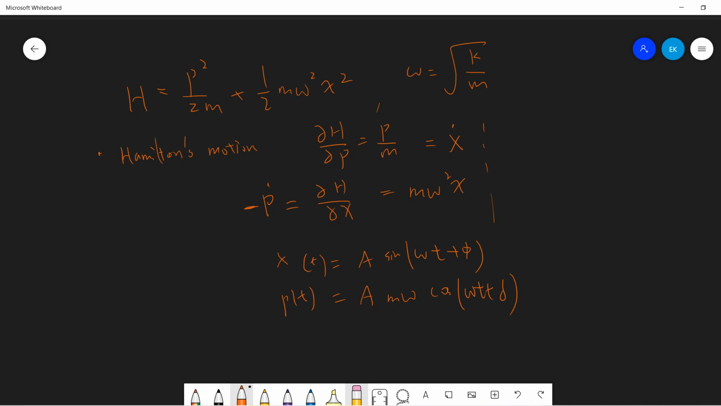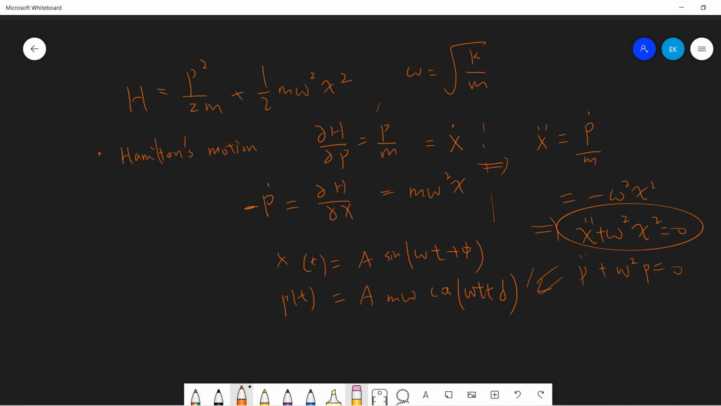It's easy to see the reason, because if you take x double dot, you get p dot divided by m, so it's negative omega squared x. So you get x double dot plus omega squared x equals 0. And you can also get the same equation for p. Okay, so this is the classical result. Let's go to quantum mechanics.